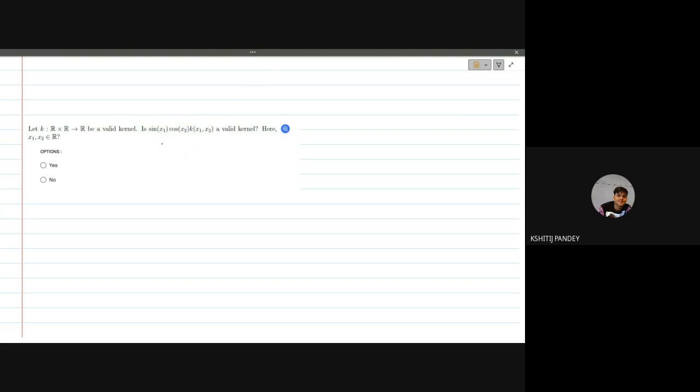Because sine of x1 is not always equal to cos of x2. Is this always true? No, right? You can check this mathematically as well. So how will you check this? First of all, tell me, is it clear why we are concluding that they will not be equal always?